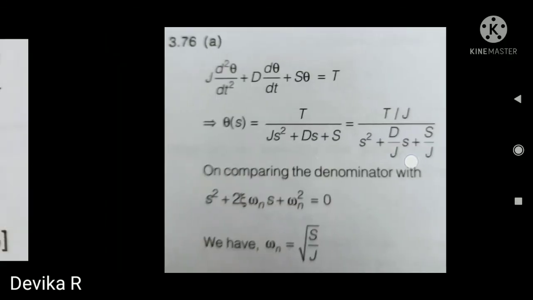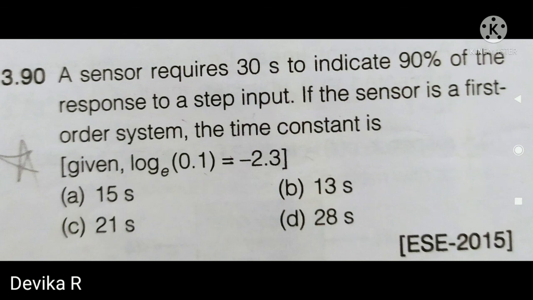Okay, the next one: a sensor requires 30 seconds to indicate 90% of the response to the step input. The sensor is a first order system. The time constant is... what they have given was log 0.1 equal to minus 2.3. So in this question log will definitely be there. In this type of AE level questions, only in GATE they give a calculator, but in this type of question there is no calculator, so they give the log value itself.